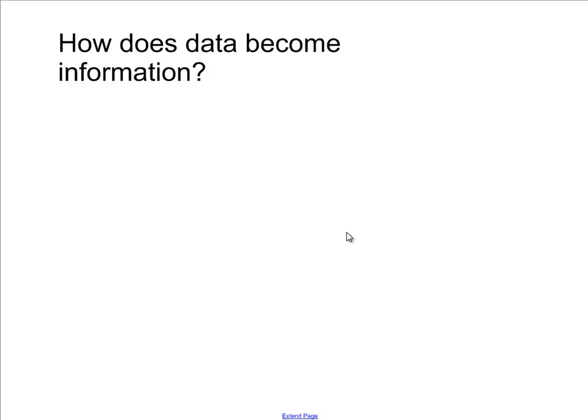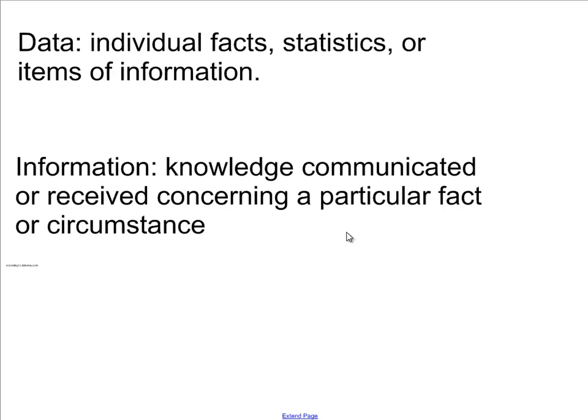Before we get too far, though, I want to make sure you're aware of two basic definitions. Data means the individual facts, the statistics, or the items, or I'm going to even say the parts of information. Not actually information, not yet, but parts that lead up to information. And information itself is the knowledge that is communicated, that is transferred or received concerning a particular fact or circumstance. So data gets released, and when we pick it up, when it gets communicated to us, when we make some meaning out of it, that's when it becomes information.